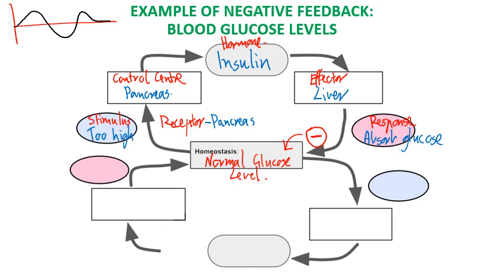If it's too low, then everything happens in the opposite direction. So the stimulus is blood glucose is too low. So if you haven't eaten for hours and hours and hours and you're feeling like you have low energy, this is what's going to happen. Again, it's the pancreas that has the receptor cells in there. Pancreas cells. The control center is in the pancreas too.